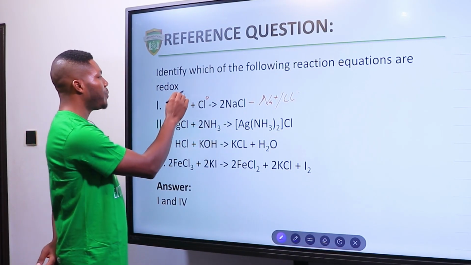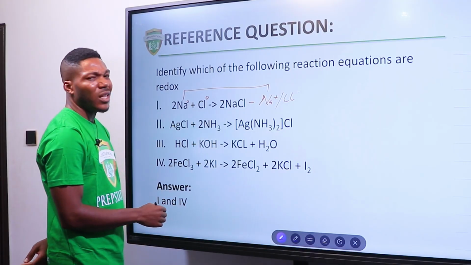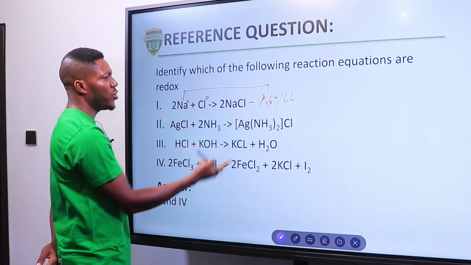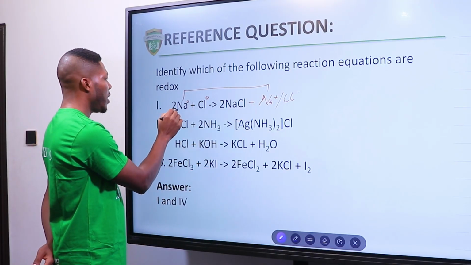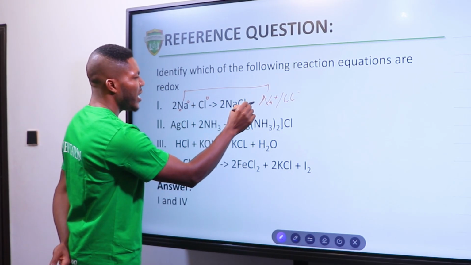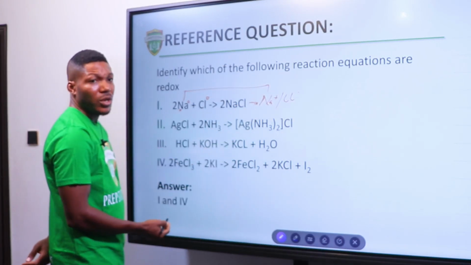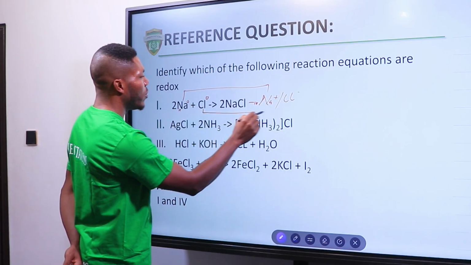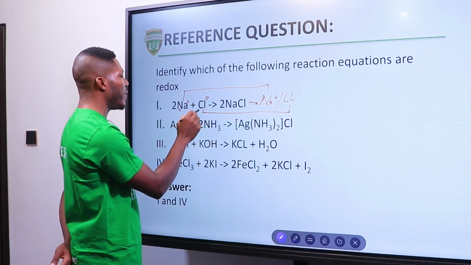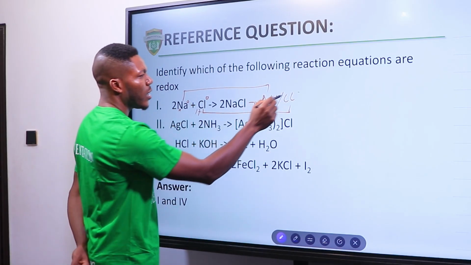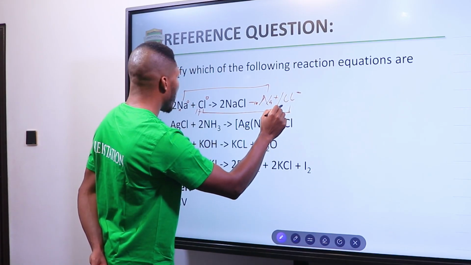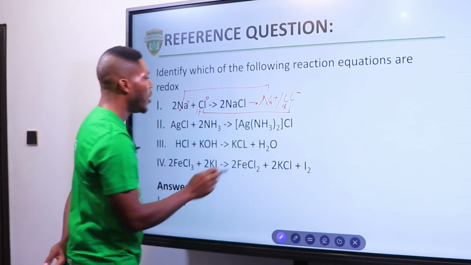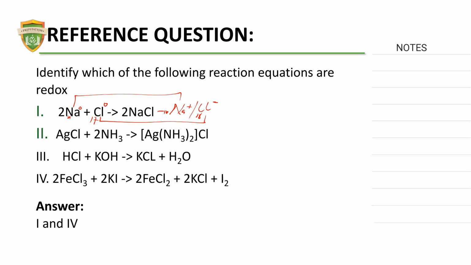From this point to this point, there's what? Loss of electron. Sodium lost an electron. Sodium here has atomic number 11, but here is 10. It has lost an electron. So at this point, chlorine has what? Gained an electron. Chlorine here is 17 by atomic number, but by becoming minus, it has gained 1 and becomes what? 18. Of course, I is a redox reaction.